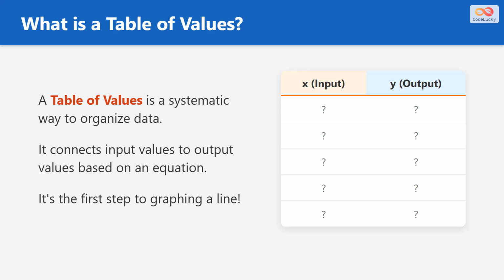So, what exactly is a table of values? Think of it as a tool we use to organize our math data. It connects an input value, which we call x, to an output value, which we call y. This table is the very first step you will take before plotting a line on a graph.